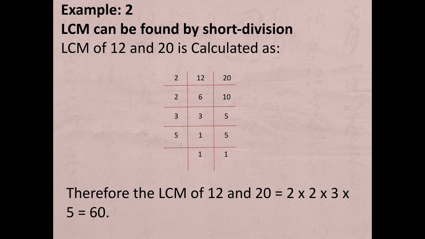Now the prime factors are 2 into 2 into 3 into 5, and when we multiply all these factors, we get 60. That is the LCM of 12 and 20.